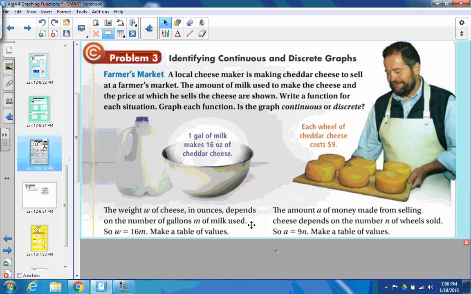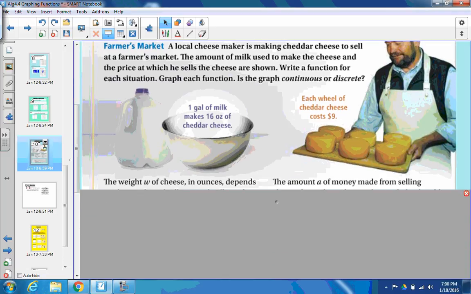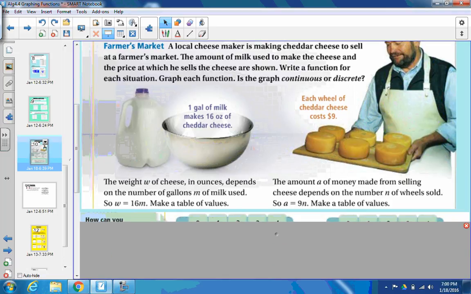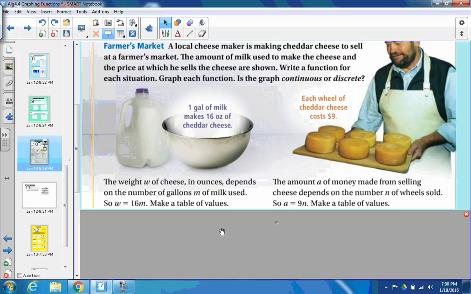So, let's look at the milk one first. If you look over to the left, the weight W of cheese in ounces depends on the number of gallons M of milk used. So W equals 16M. So the weight is always equal to 16 times M, however many gallons it would be. Make a table of values. If we look over here, the amount A of money made from selling cheese depends on the number N of wheels sold. So A equals 9N. Make a table of values.